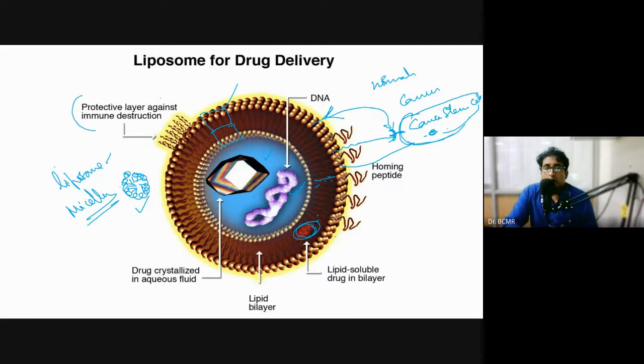So we may also need to have some protective layer against the immune system. Immune cells will degrade anything that they find is not useful or foreign. In that case, we may need certain components that give protection from the immune system. That would be the ideal liposome drug delivery. You have a course on drug delivery, I think, in the future semesters. There you probably would learn it in much more detail.